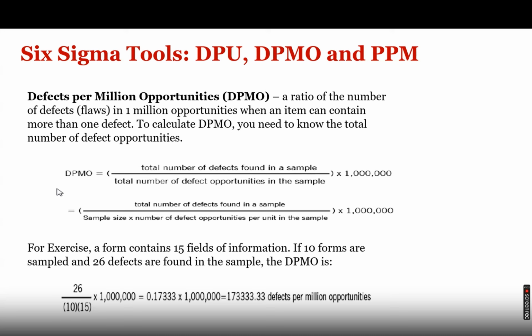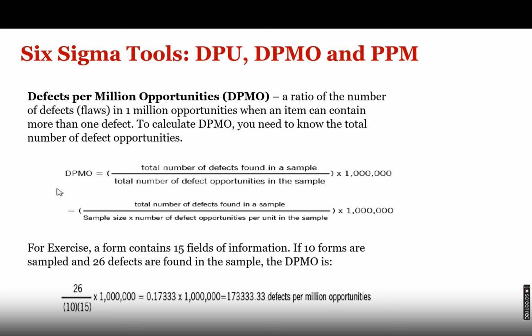So my next question will be, maximum while filling up, how many fields can you make a mistake in? Maximum, you can make a mistake in all the 150 fields. But you are a very intelligent guy. So what you do, you make only 26 defects out of 150 fields. So your DPO, or defects per opportunity, will be 26 divided by 150. And what is DPMO? DPMO is DPO into 1 million. So 26 divided by 150 into 1 million comes to around 173,000 something.